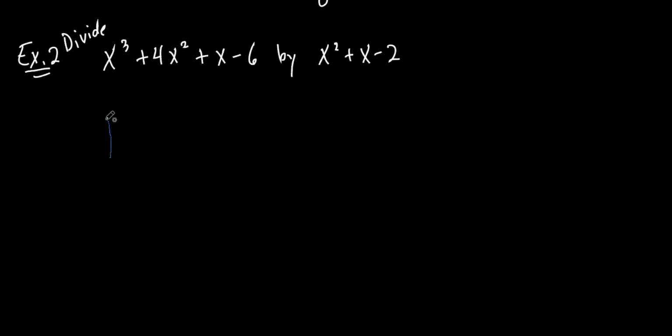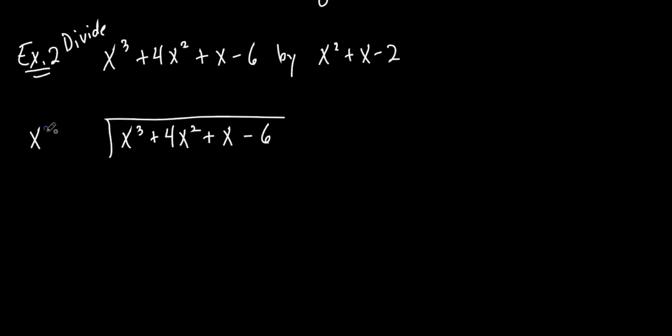All right, so which one goes in the box? The first one, right? That first big old thing right there. So that's what we're going to do. So put it in there. So x cubed plus 4x squared plus x minus 6. And what are we dividing it by? What goes on the outside, our divisor? It's x squared plus x minus 2. And this is what we're going to do. We're going to do a long division with all this mess. Everybody here? All right. Simone, you with me?